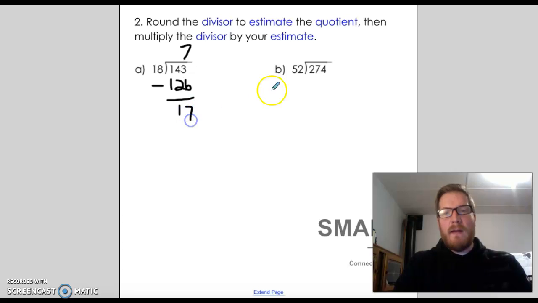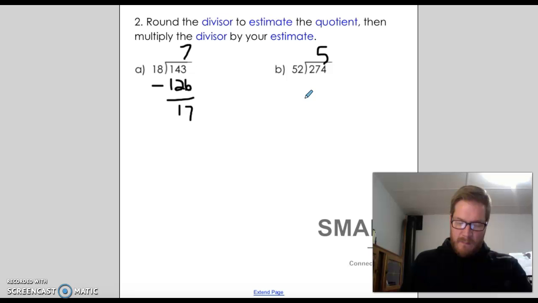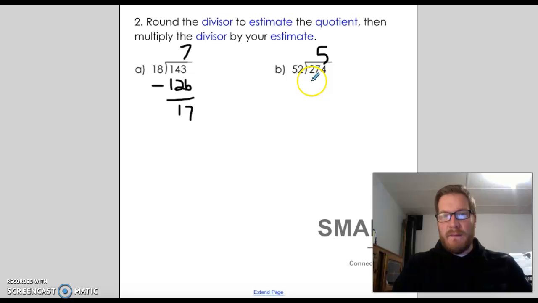Likewise over here, I'm actually going to round down for this one. So I have 52, I'm going to round it down to 50 into 274, and then I know that 5 fits into 27 5 times. So that's a reasonable number to put on top here. And then I got to go back and say, well, I'm going to multiply the divisor by the number. So 52 times 5 gives us 260. And then I can do my subtraction and get a remainder there of 14.